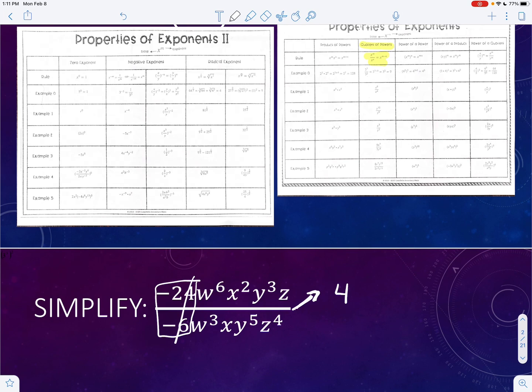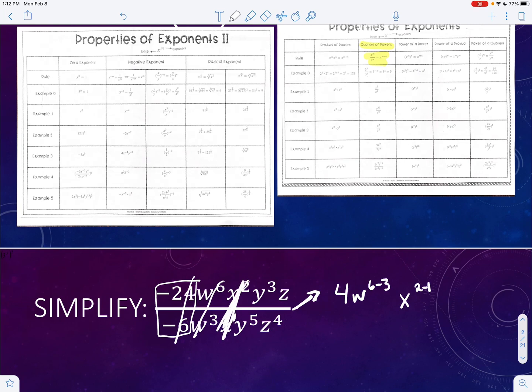Now we need to focus on w to the 6 divided by w to the 3. Remember, we're doing the quotient of powers. When we have the quotient of powers with the same base, we subtract their exponents and write them as one base. So this will be w raised to the 6 minus 3. Now that we're done with the w's, we come to the x. This x is raised to the 1 down here in the denominator, so this will become x, and remember, same base, so we subtract the exponents: x to the 2 minus 1. Now we're done with the x's.